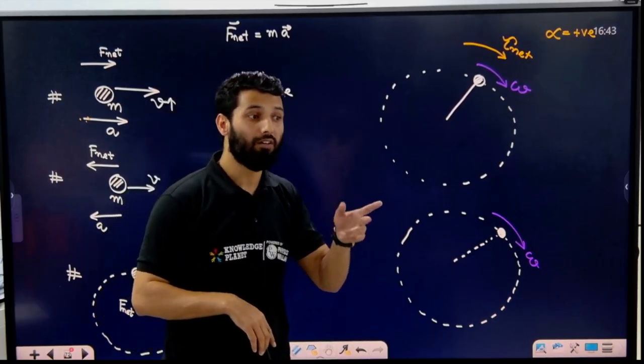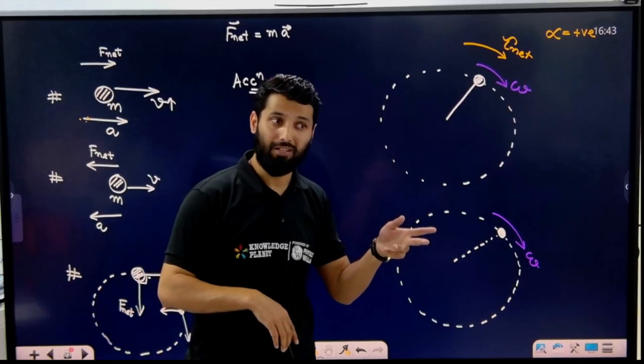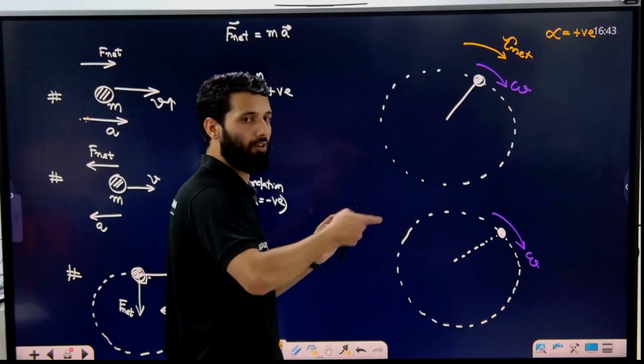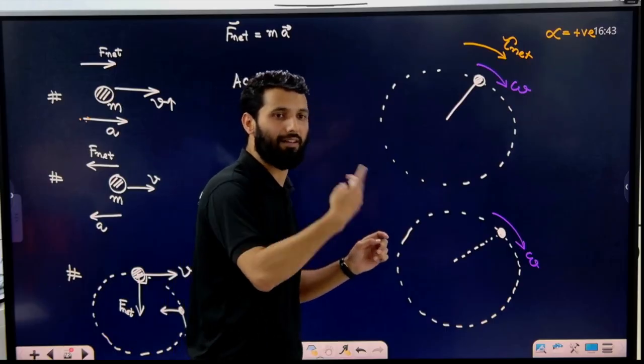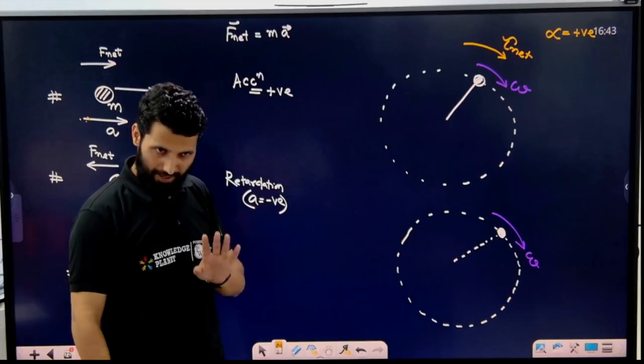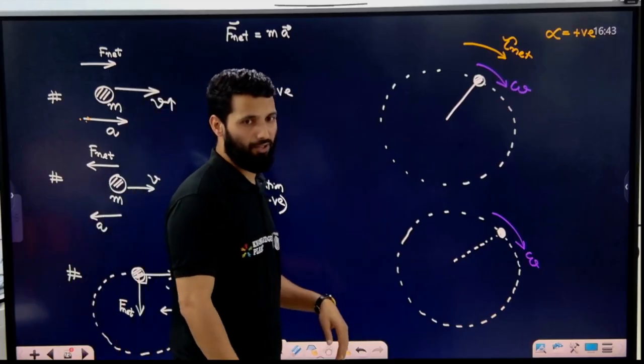Net force was the sum of all the forces. Similarly, net torque is also the sum of all the torques. We'll see which is clockwise torque and which is anti-clockwise torque. One we will take as positive, one as negative. We will solve it. Are you getting this? Yes. Now, in which direction will I apply torque?